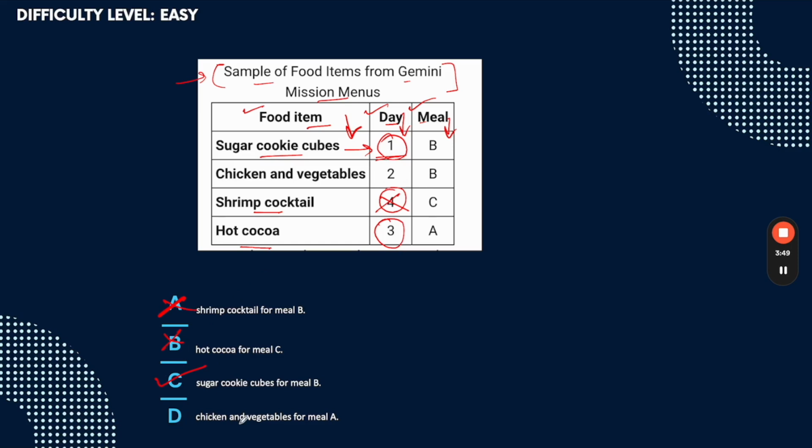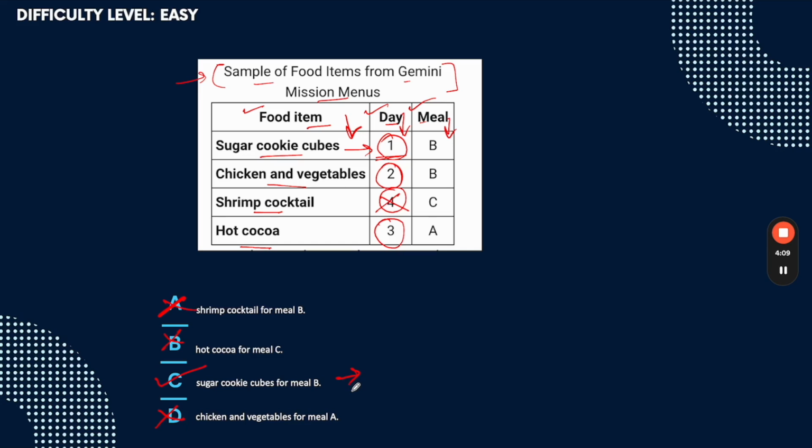And D says chicken and vegetables for meal A. Chicken and vegetables was given in day 2, not on day 1. So this is also out. And C is the correct option. Now this is how you will be able to identify what your correct option is while integrating the information given to you in the text and also looking at the table.